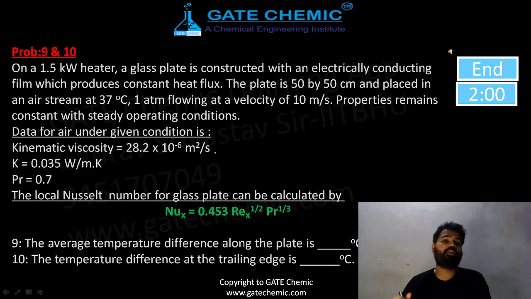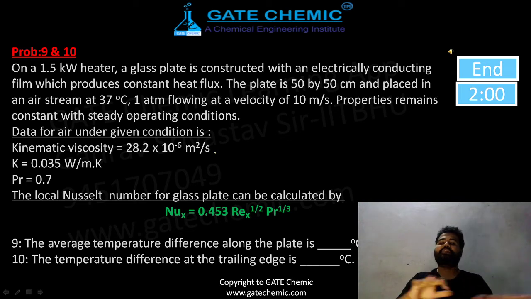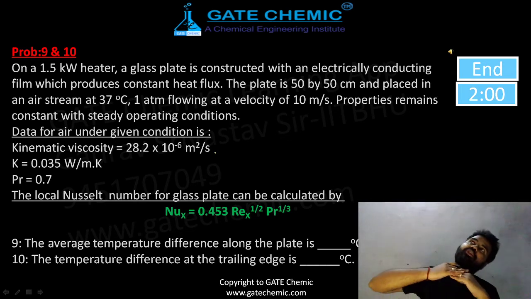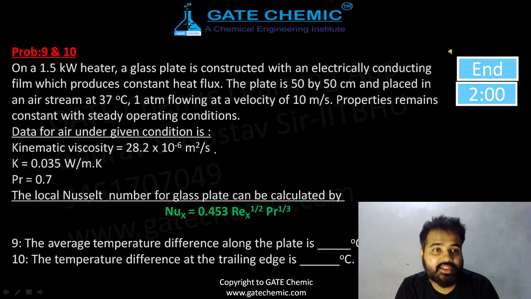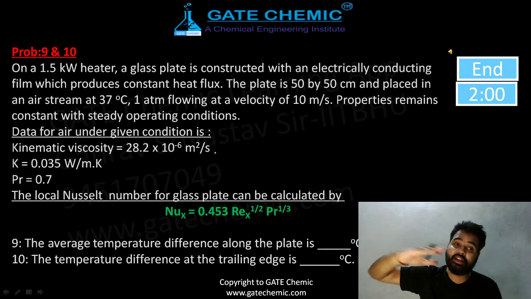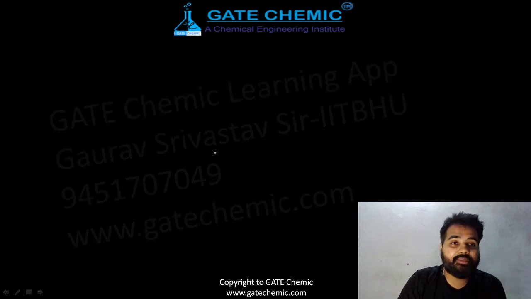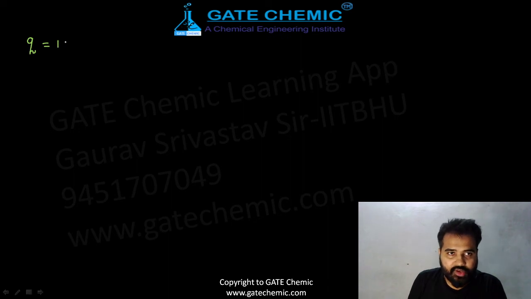So in this problem, a 1.5 kilowatt heater, a glass plate is constructed with an electrically conducting film which produces constant heat flux. That means आपके पास एक heater है बेटा, जिससे लगातार एक constant heat flux निकल रहा है. और heat flux कितने का निकल रहा है? हीटर जो आपका 1.5 kilowatt, यानी constant heat flux वाला heat वो आपका surface बन गया है, जिससे rate of heat transfer is given as 1.5 kilowatt, that means 1500 watt. Okay. That means in this problem we have the value of Q directly. हमेशा Q calculate करना होता था. In this case I have the value of Q.